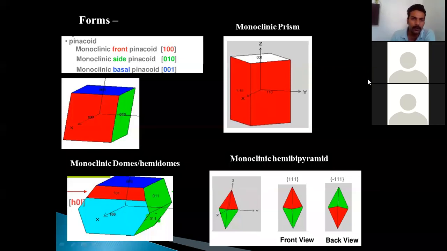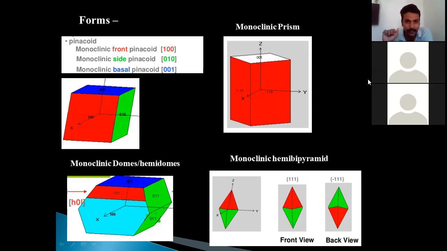Okay. So pinacoids consist of two faces. The two faces will be named after their relationship with the parallel axis. Whichever axis is parallel to it, the pinacoid will be named after it. Say, for example, if your two faces are parallel to the clino axis, then that will be called a clinopinacoid. And if it is parallel to the ortho axis, then it will be called an orthopinacoid. In another way, you can name them as front pinacoid, side pinacoid, and basal pinacoid.